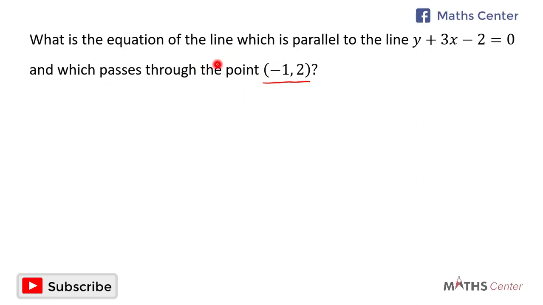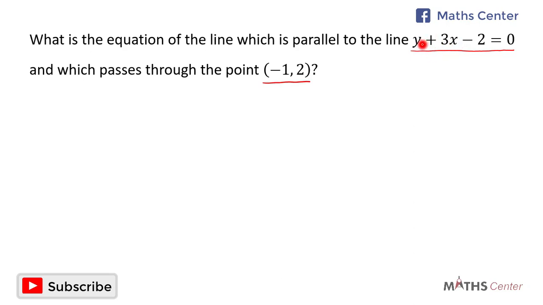The line whose equation we want to find is parallel to the line y plus 3x minus 2 is equal to 0. If two lines are parallel to each other, it means that those two lines have the same gradient. So the gradient of the line y plus 3x minus 2 is equal to 0 is the same as the gradient of the line whose equation we want to find.